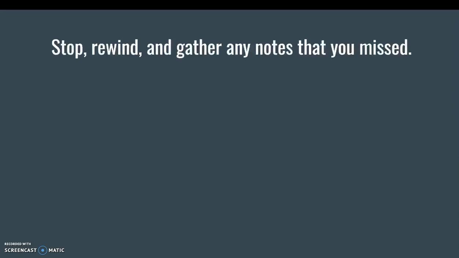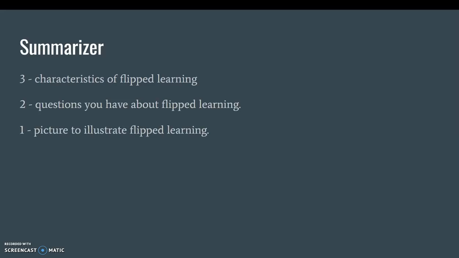So at this point, I want you to stop, rewind if you need to, and gather any notes that you may have missed as we were going throughout the video, or if there's something you don't quite understand, please go back and complete that. And then on the back of your worksheet, on the blank side, you're going to do a summarizer for me. You're going to do a 3, 2, 1. You're going to list 3 characteristics of a flipped classroom that you just learned about. You're going to ask 2 questions that you have about flipped learning so that we can have a discussion when we're finished here. And then you're going to draw 1 picture to illustrate what flipped learning looks like to you.